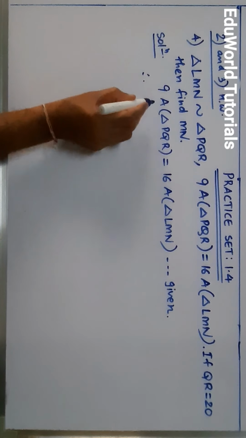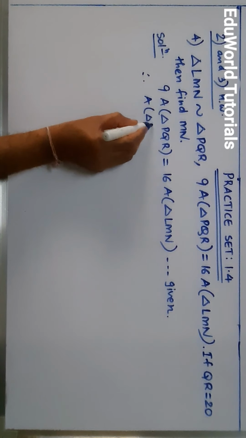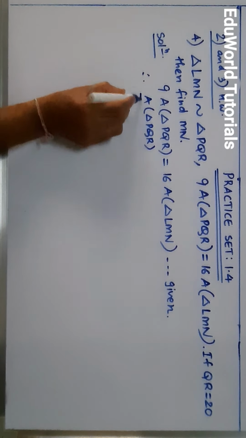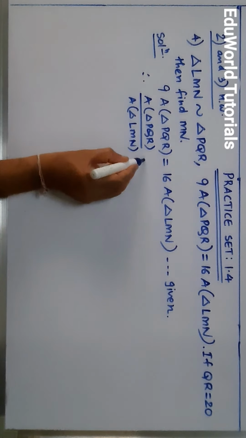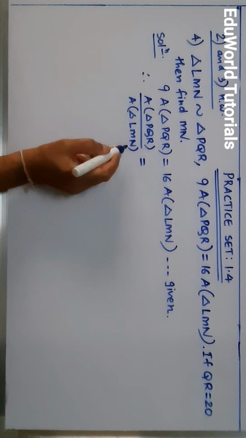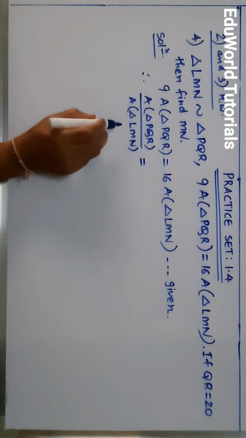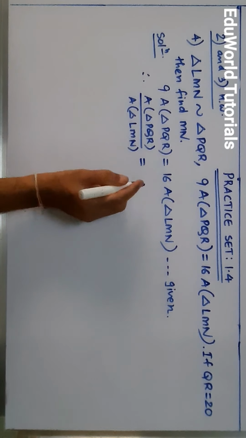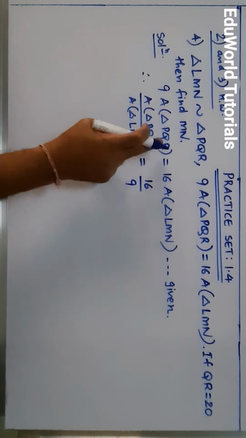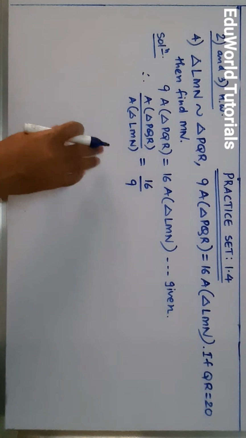So if I write area of triangle PQR ratio area of triangle LMN, what will I get on the other side? We know that on cross multiplying we should get the same statement which is already given to us. So 16 times area of triangle LMN is equal to 9 times area of triangle PQR. So I will write 16 here and 9 here. Why? Because on cross multiplying I will get the same statement. Be very careful. If you write 9 by 16, it will be a wrong answer.